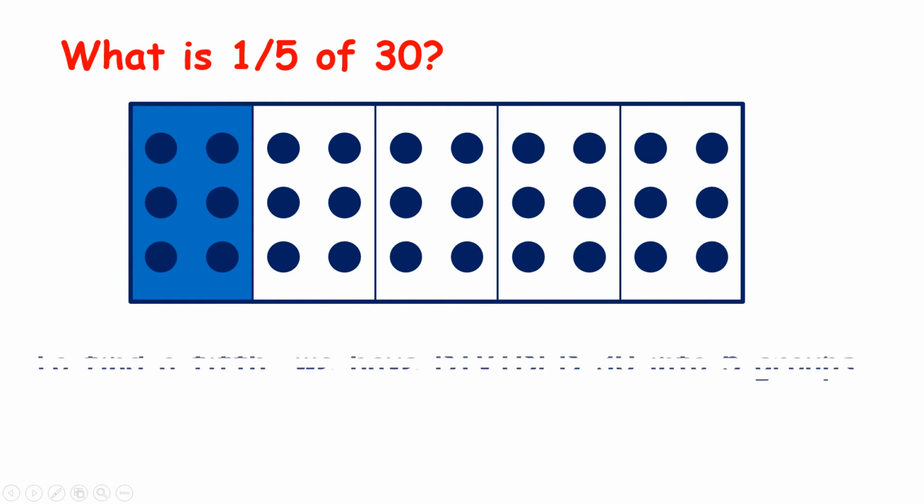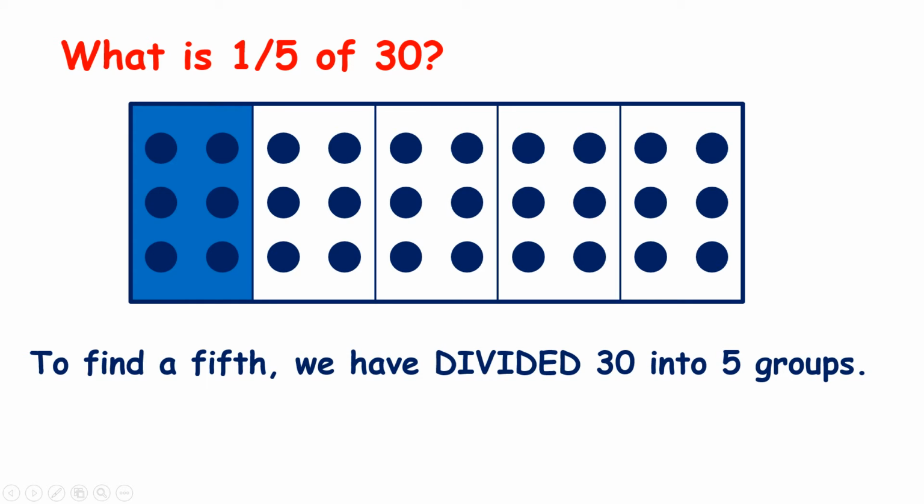1/5 of 30. Well, here you can see we've divided 30 circles into 5 groups. And if we're finding 1/5, we're looking at how many are in just one of those groups. So 30 divided by 5 is 6. So 1/5 of 30 is 6.